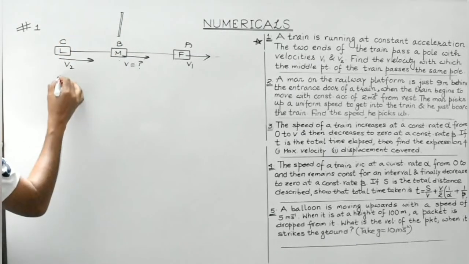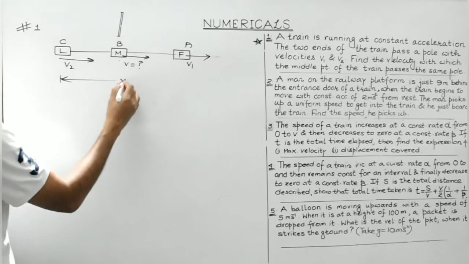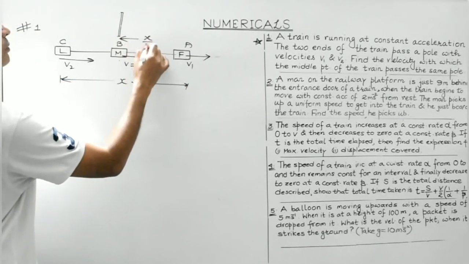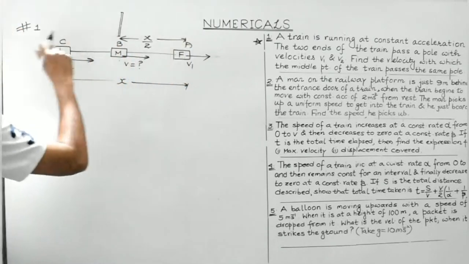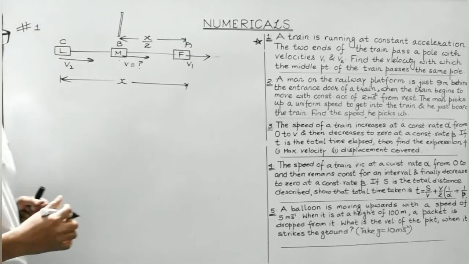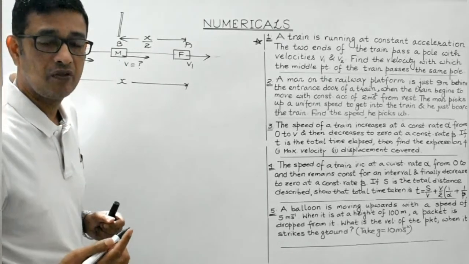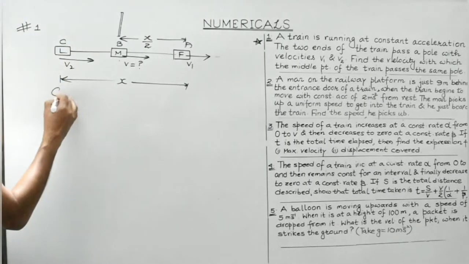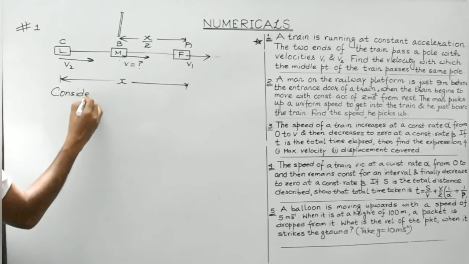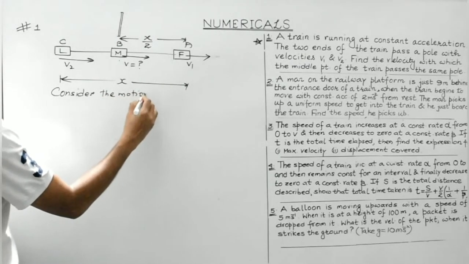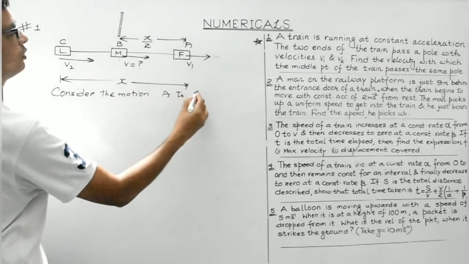This is the midpoint. Suppose the length of the train be x. Then this being the midpoint, this distance would be x by 2, and this distance would also be x by 2, isn't it? Now, since it is the case of a uniformly accelerated motion, we can very much make use of the equations of motion. So, consider the motion of the train from point A to C.